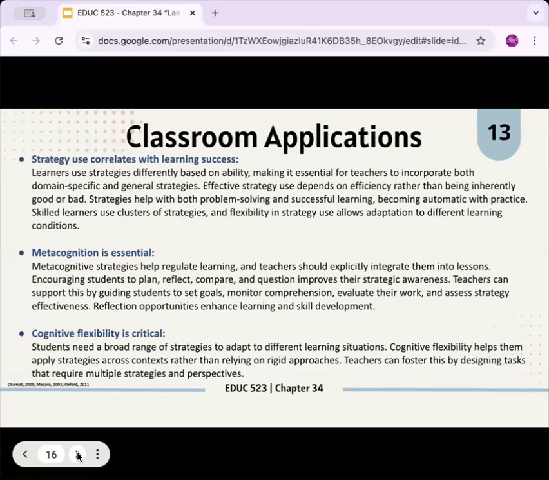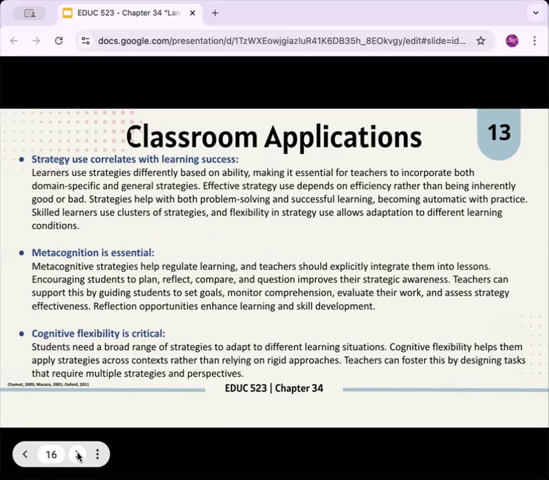Here we move into classroom applications and consider these key findings on strategy use and metacognition in classroom application. Strategy use correlates with learning success. Students use strategies differently based on ability, making it essential for teachers to incorporate both domain-specific and general strategies. The effective strategy used depends on efficiency rather than being inherently good or bad. Strategies help both problem solving and successful learning and become automatic with practice. Skilled learners use clusters of strategies, and flexibility in strategy use allows adaptation in different learning conditions.